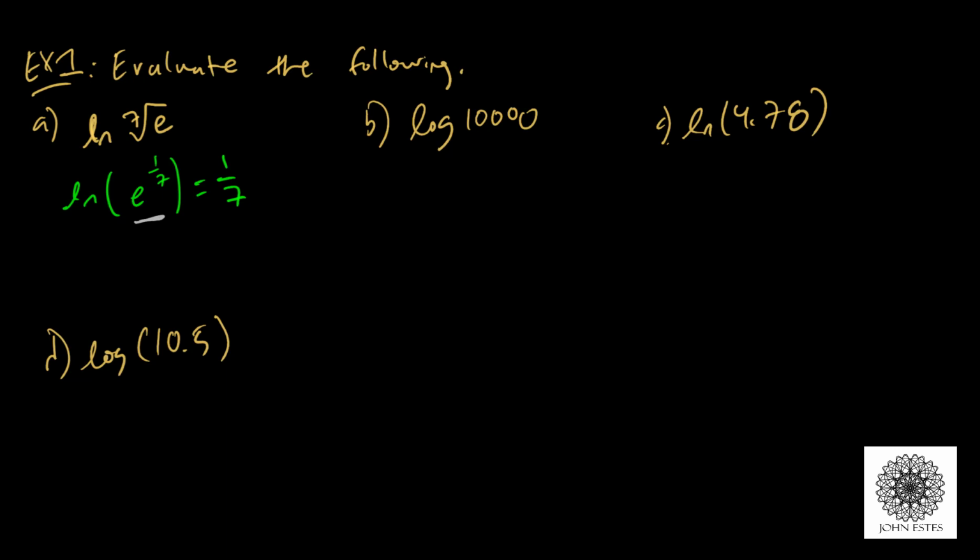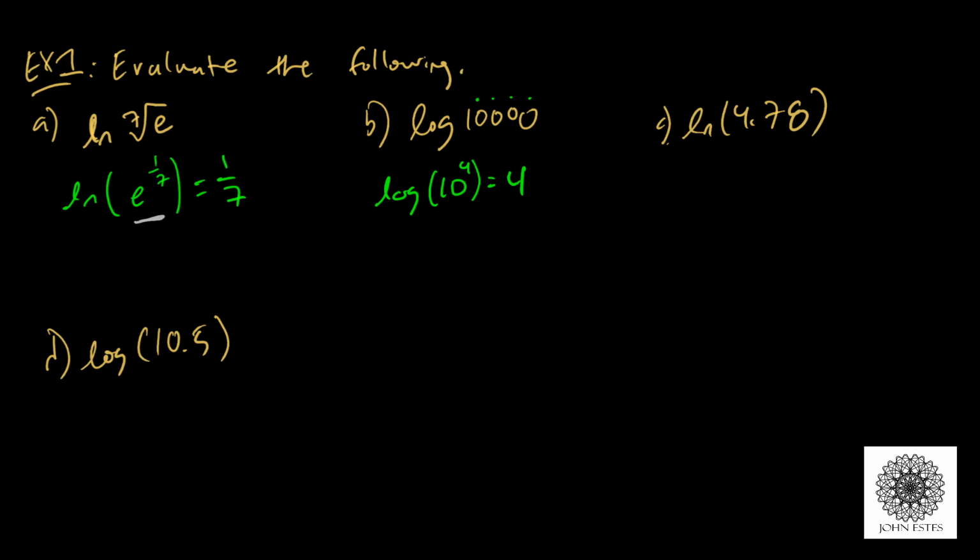Okay, so for part B, we're trying to evaluate log of 10,000. And so I need to think about what power of 10 is 10,000, right? Because I don't see a base, so I understand that this is a base 10 situation. This is common log. And there's a couple ways to think about it. One is I can think of 10,000 as 10 to the 4th power. So what power of 10 is 10 to the 4th? Well, 10 to the 4th is the 4th power of 10. So log of 10,000 is 4. Now an easy way to do that, if you have a power of 10 and you're trying to evaluate log of that, is just count the zeros. There's 4 zeros, so it reduces down to 4.